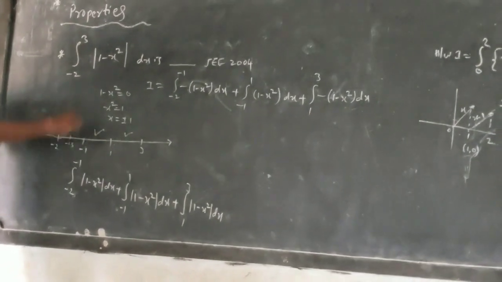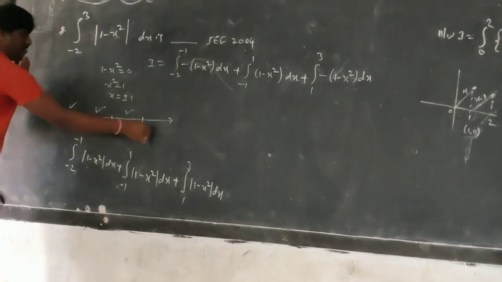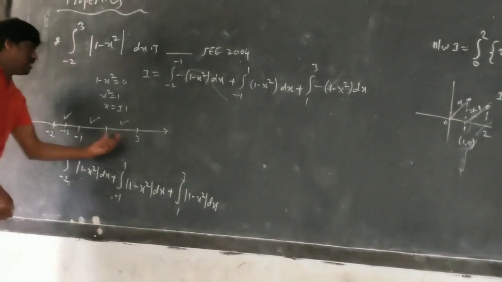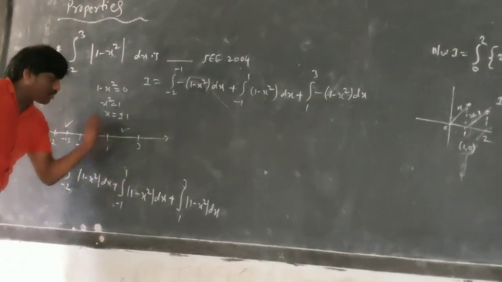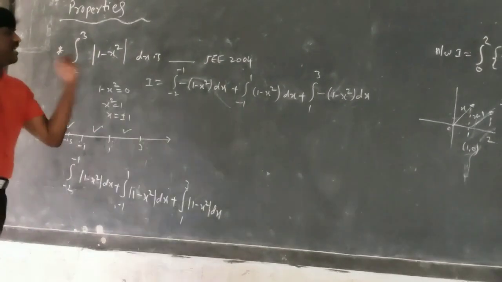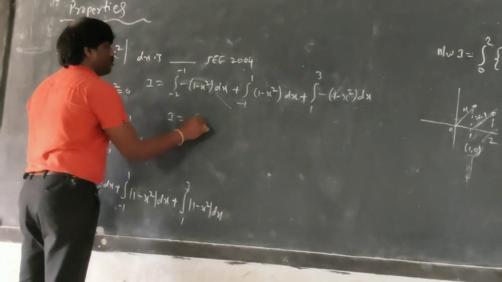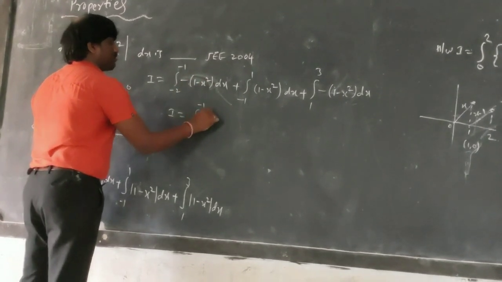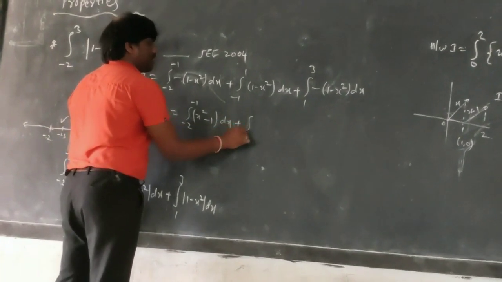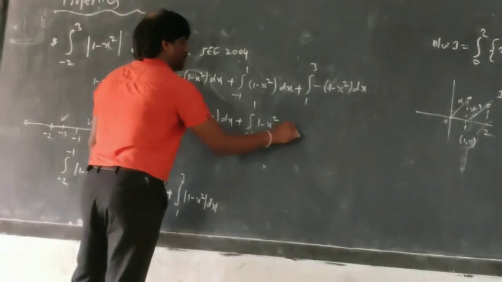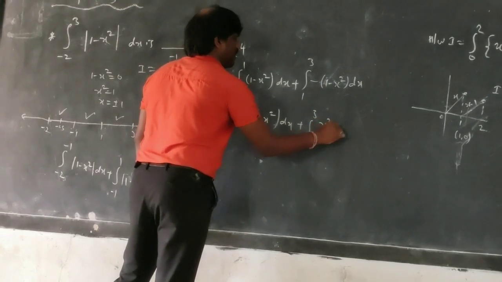What I have done here: I found the zeros of this and plotted the zeros on the number line, and the rest of the intervals I kept and made into branches. These are the 3 branches made. I am checking in each branch whether it is positive or negative. If negative I am opening with negative, if positive I am opening with positive. So I is equal to, minus 2 to minus 1, this will become plus x square minus 1 dx. And here minus 1 to 1, 1 minus x square dx, no change here. And here 1 to 3, plus x square minus 1 dx.